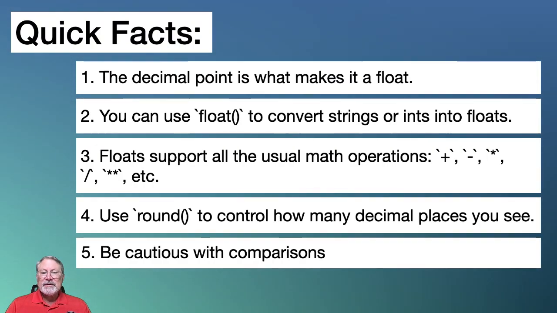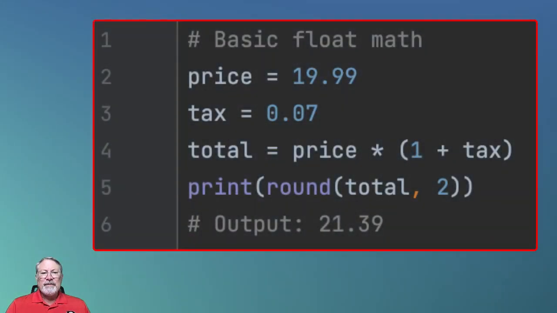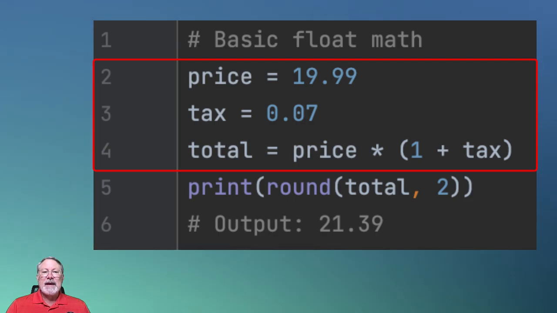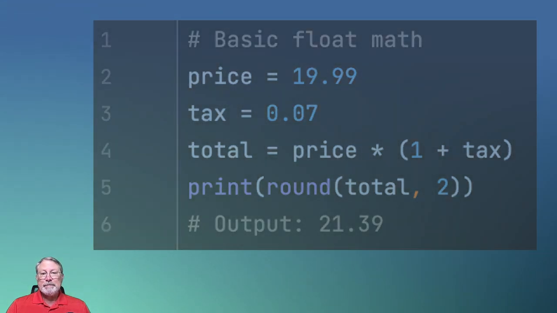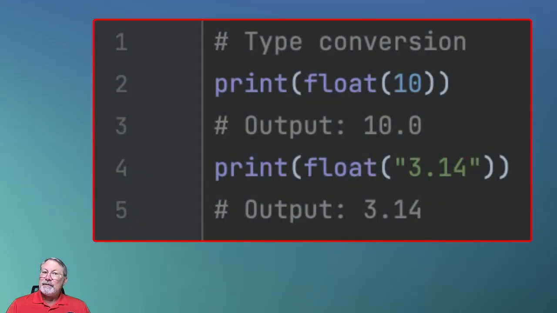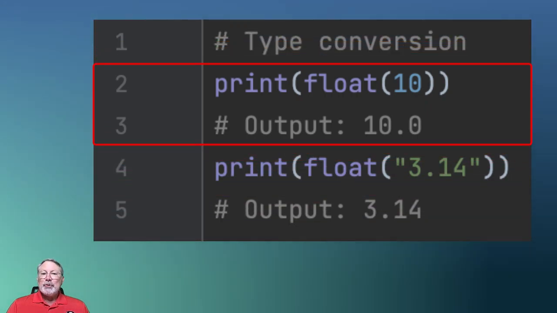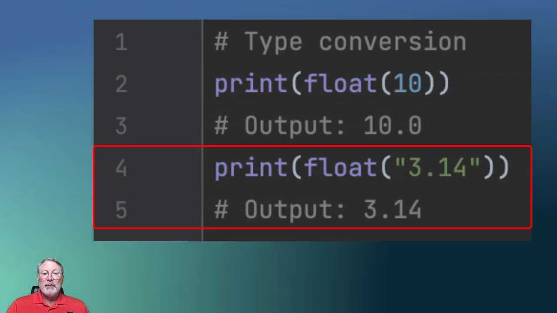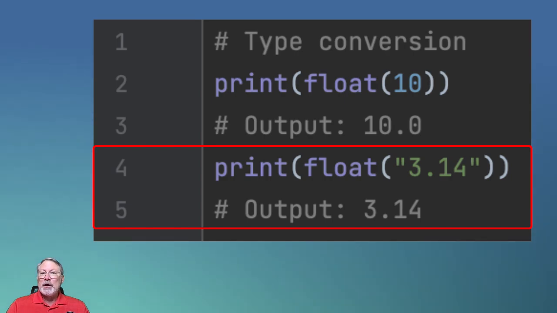Let's try out some quick examples. Float values are useful for basic math. In this example, we see a formula for calculating the total price, including sales tax, applied to the float variables of price and tax. You can use the float function to convert other types to float. Note that an integer converted to a float will retain its value but add the decimal point followed by 0. A string will simply become a float. But note that not all strings can become a float, only string representations of float-like values.